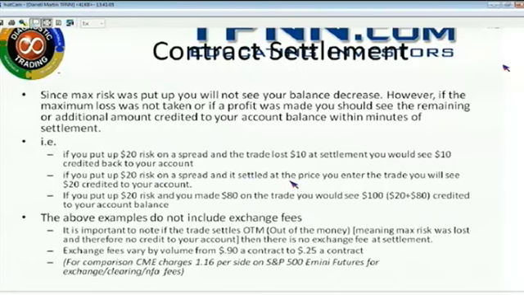Well, if I put up $20 in the spread and I got a payout of $20 because it settled right at where I bought it, that means I broke even. If I put up $20 on a trade and I made $80 on the trade, then I'd actually see a $100 payout. And that'd mean I got my $20 back that I put up and I got an $80 credit. The above examples don't include exchange fees and all that fun stuff.